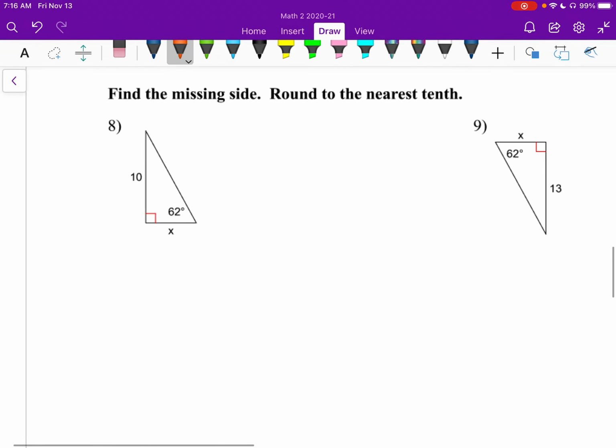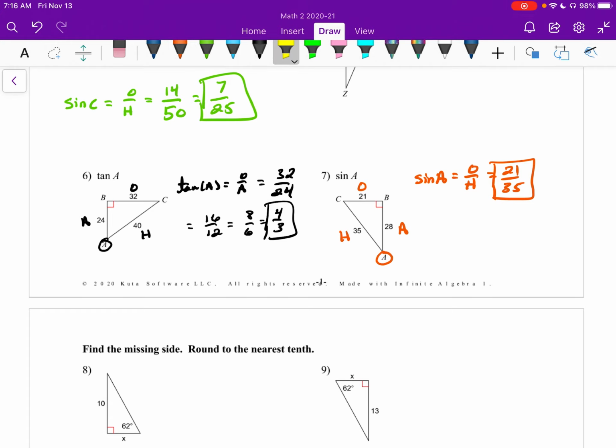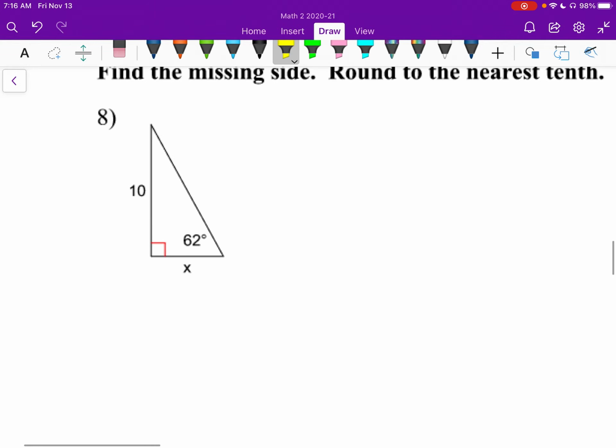Number 8, here's where we actually start to use these ratios. So up here, what we said is any triangle with an angle of A, say A was like 27 degrees or something like that, you could substitute that in, you would have this ratio of 21 over 35. So what we're going to say down here in number 8 is we're going to use the fact that we can say something about 62-degree angles. First we need to label what we have. This is the opposite, this is the adjacent. We don't have the hypotenuse, so we don't care about it.